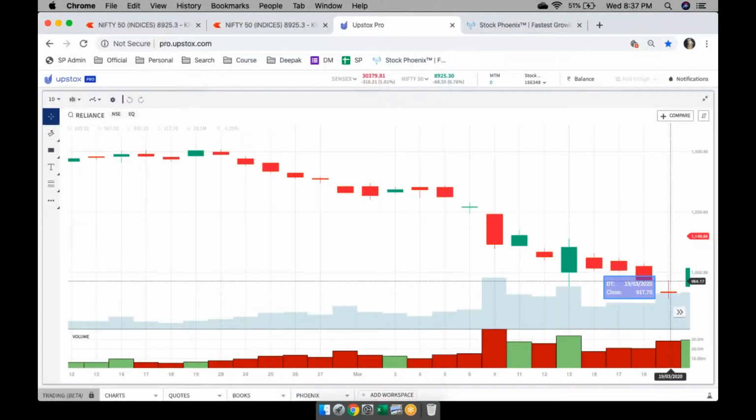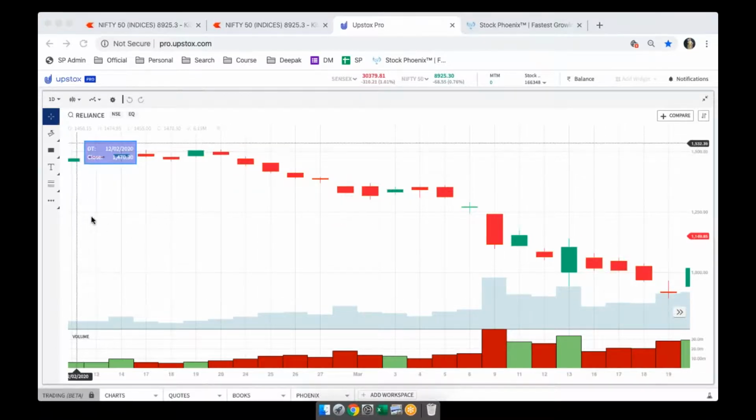Let's see how much the stop loss is. High is 965, low is 891. So it is more than 5%. Can we take this trade?